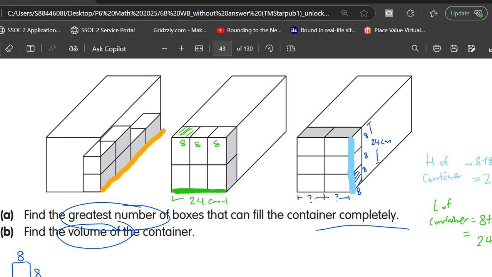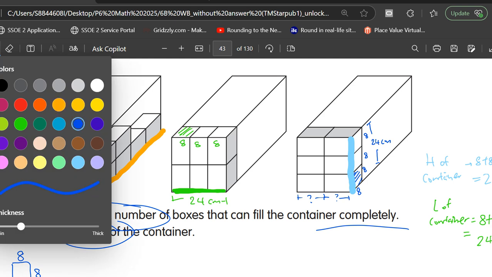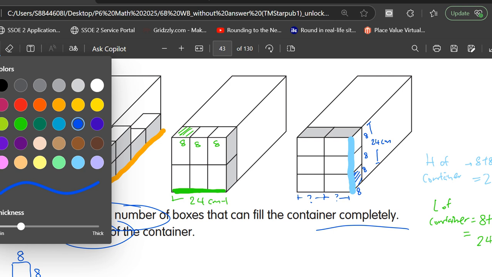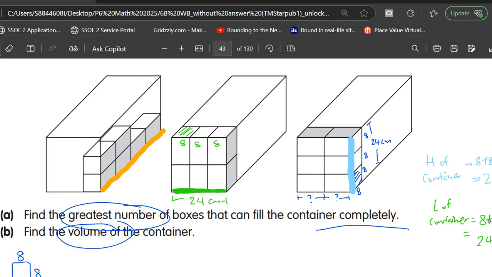Which is an unknown. But that unknown requires us to know that little box here, what is the length? Now I am unable to know that dimension because it's not provided. But I can find that out by referring to the second and third way that Ali stacked the boxes.